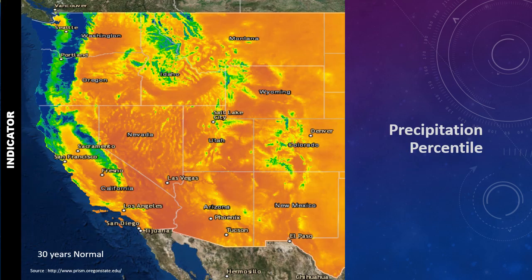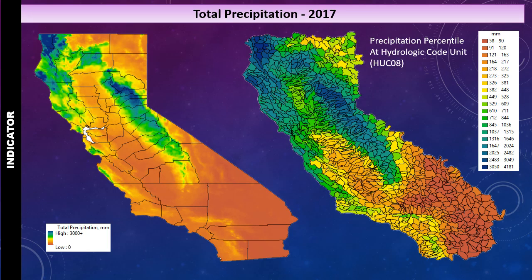The first indicator that we would like to talk about is precipitation. The data set that we use for this indicator is total precipitation in 2017. The data set is acquired from the PRISM Climate Group at Oregon State University. In the left figure, the blue colors represent high precipitation and the brown colors represent low precipitation. All those values at the pixel level are aggregated up to the water basin boundary, which we call the hydrologic unit code, HUC08.